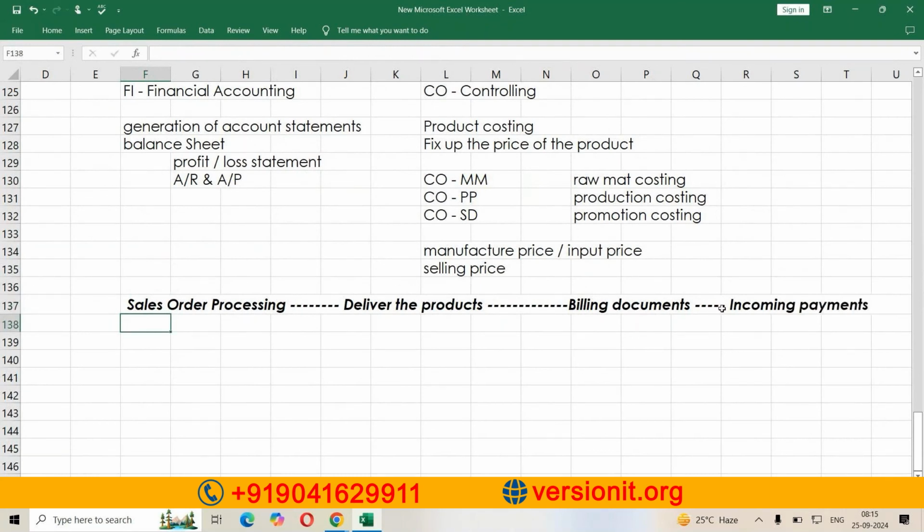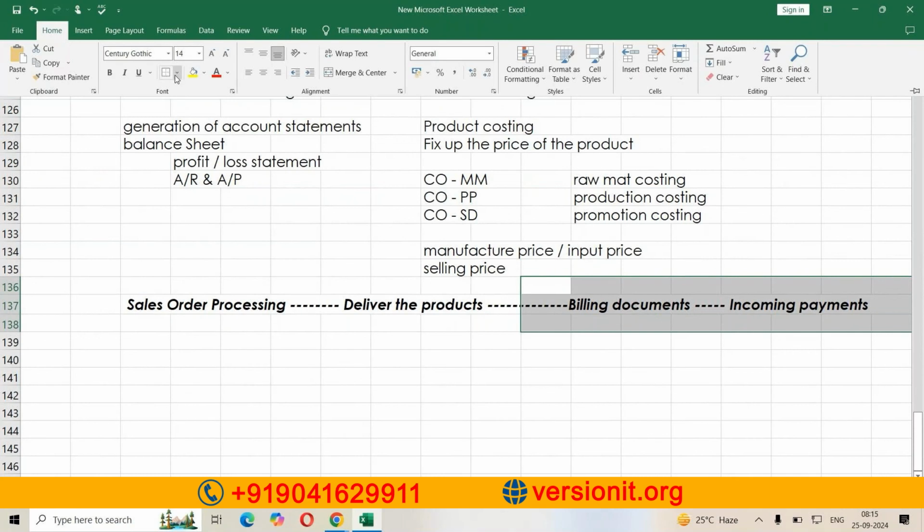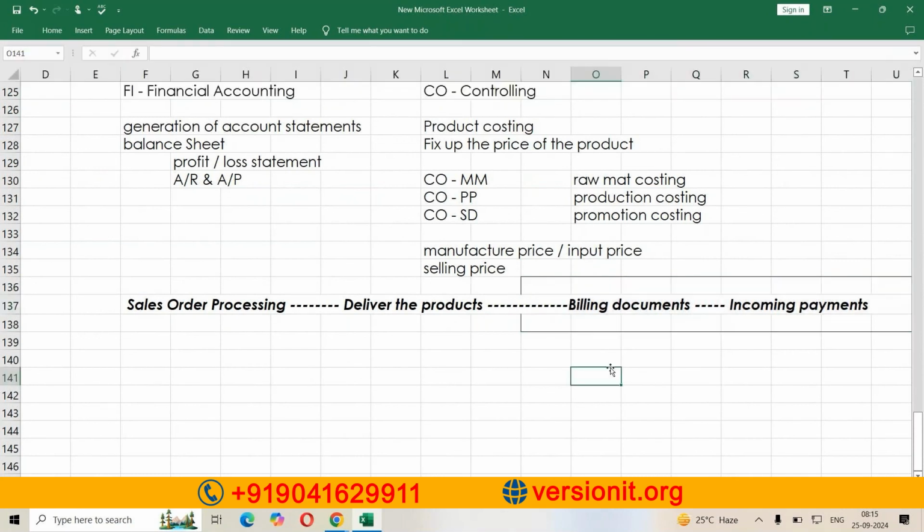Okay, so creation of this particular billing and working with incoming payments is going to be part of your SD-FI integration. For that reason, we are going to be looking into the concept of revenue account determination. How accounts are going to be updated as soon as we raise a bill, an invoice.